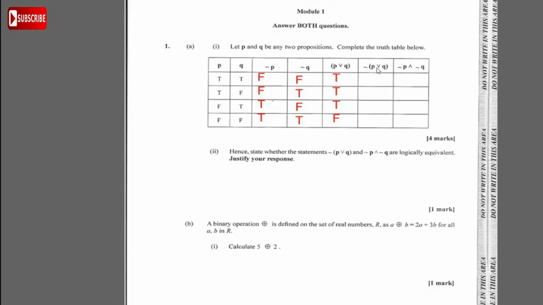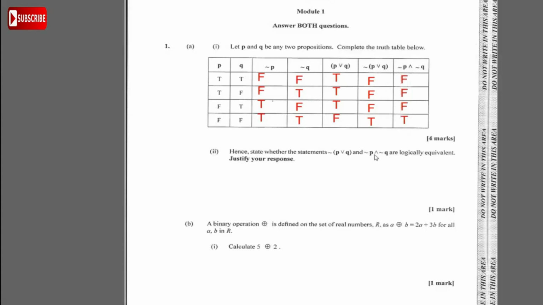Now, not of P or Q is a negation of this. So it's going to be false, false, false, true. Finally, they want what is not P and not Q. So false and false is false. False and false is false. False and true is false. True and false is false. And true and true is true. So that would be the truth table for this.